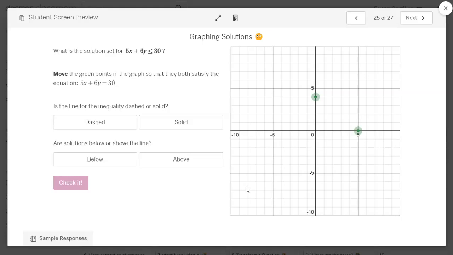And then you will say, are the solutions above this line or below this line? And then they will check. It will check each of those components individually and give them a check mark. So if any part of that is wrong, it will tell them and then they can correct it.